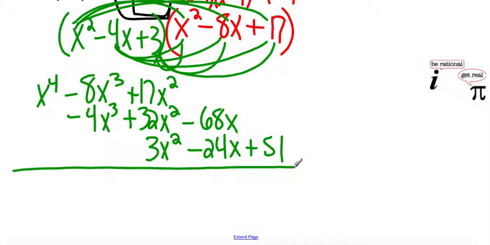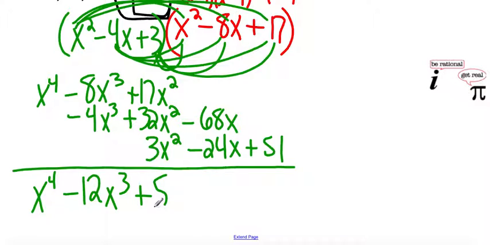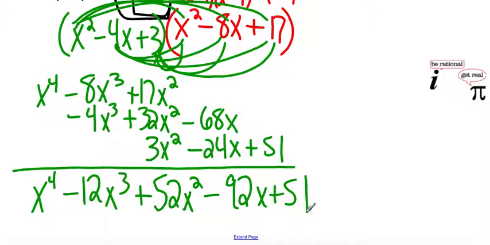So it's a lot easier to add. You can do it all spread out, but then you have to go hunt and find everything. So x to the 4th minus 12x cubed plus 52x squared minus 92x plus 51. And I'm going to check my notes and make sure that that's what I got the first time I did it. And it is. Yay, what a great problem.